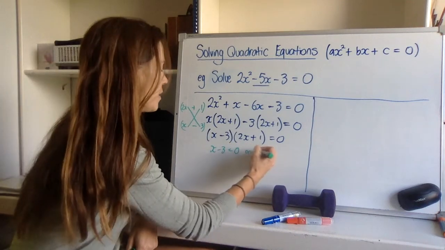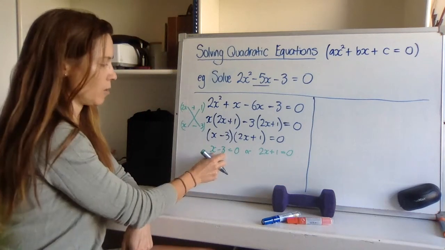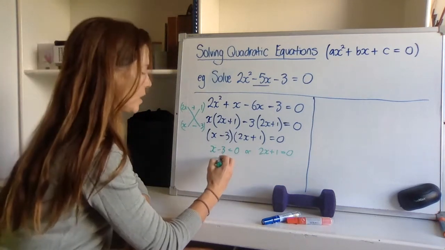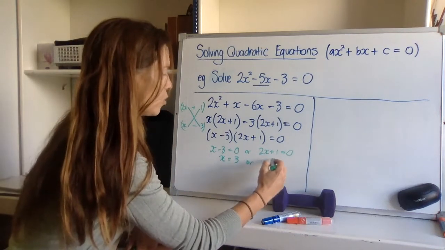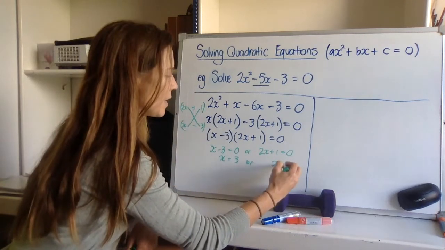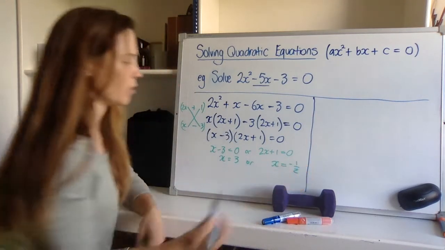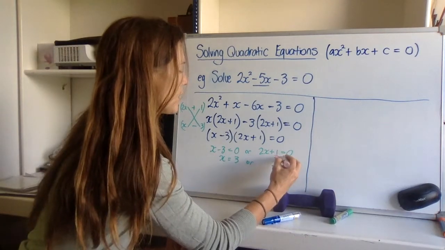Either this or this must be true, right? Either this part's 0 or that part's 0. So here, adding 3 to both sides, x is 3, or 2x is -1, so x would be -1/2. So there's an optional line of working I could have put in there even. I could have written 2x equals -1.